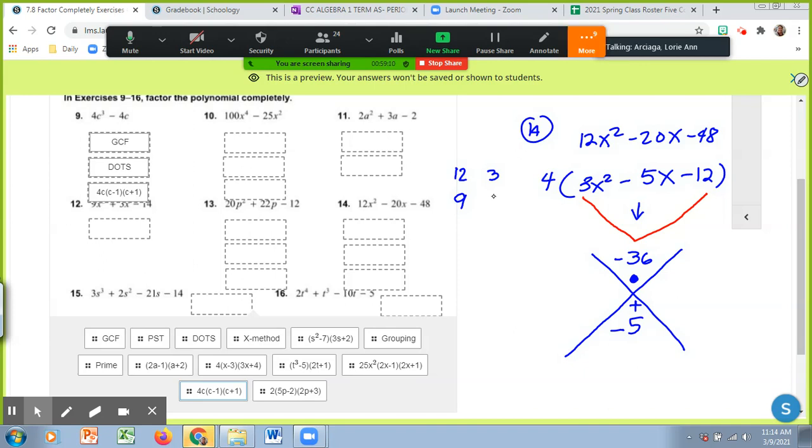9 times 4. There you go. Okay, so 9 times 4 is 36. I'll put it here. 9 and then 4. But I need to get negative 5 when I add them up. So which one should I make negative? Is it negative 9 or negative 4? Negative 9. There you go.